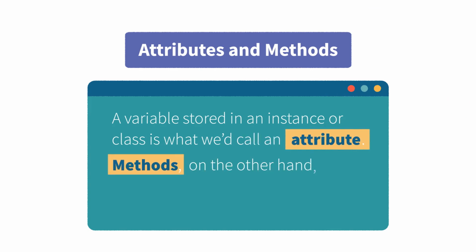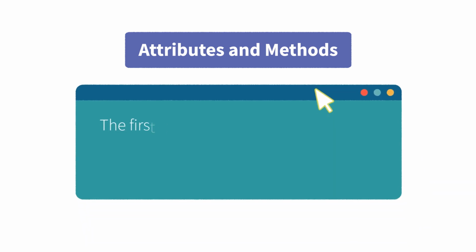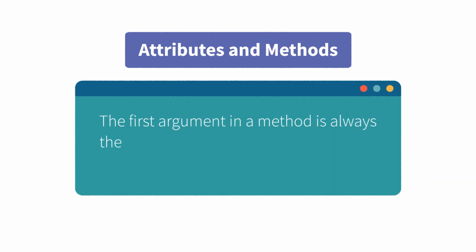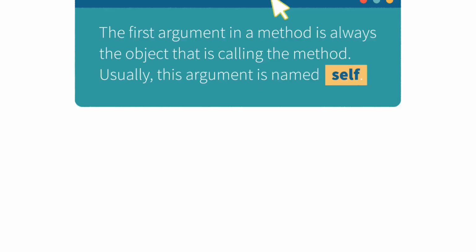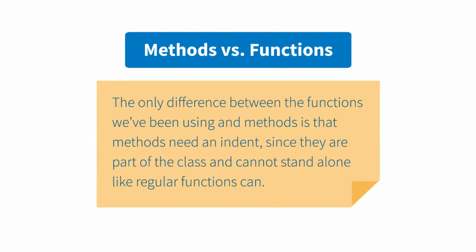Methods, on the other hand, are functions stored in an instance or a class. The first argument in a method is always the object that is calling the method. Usually, this argument is named self. The only difference between the functions we've been using and methods is that methods need an indent since they are part of the class and cannot stand alone like regular functions can.